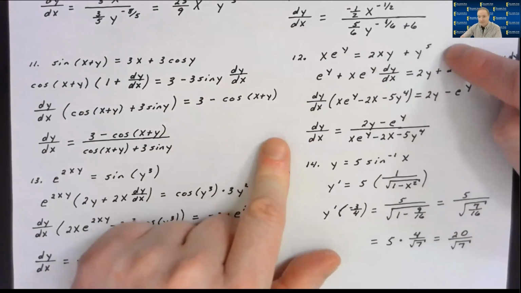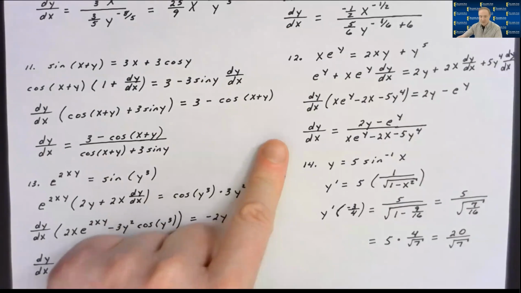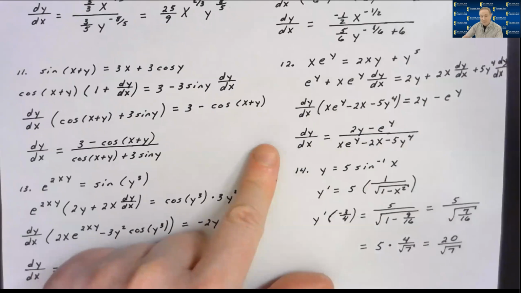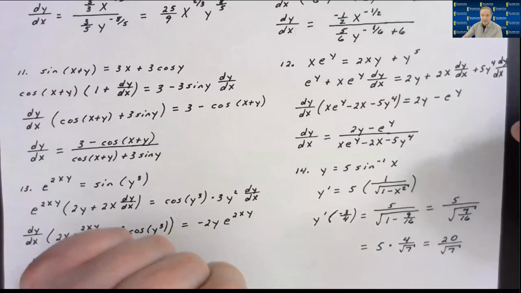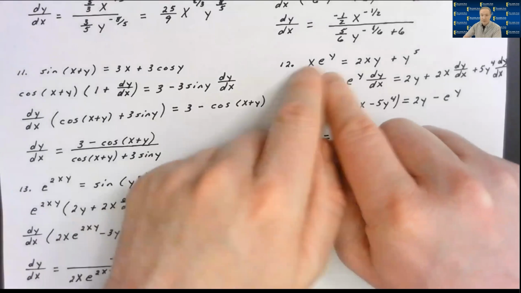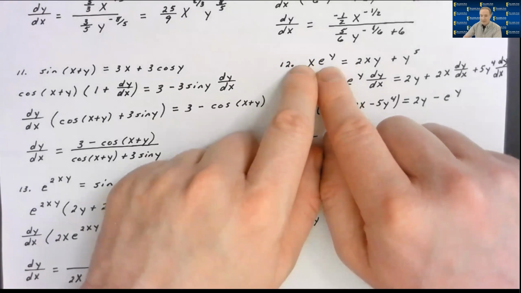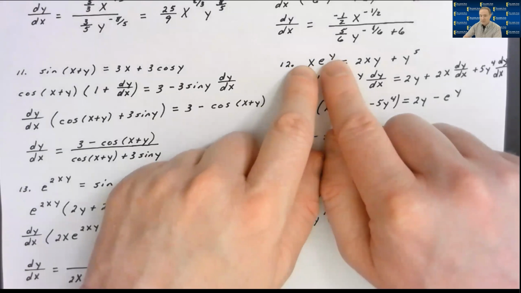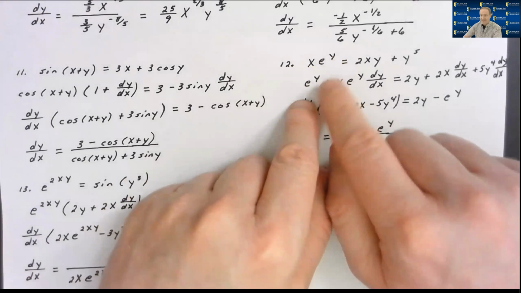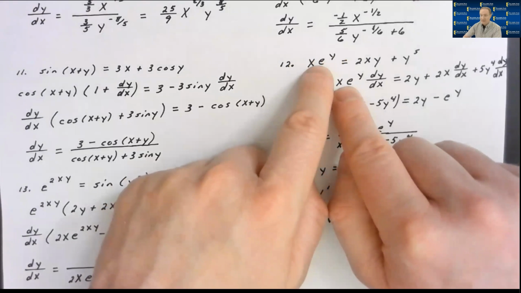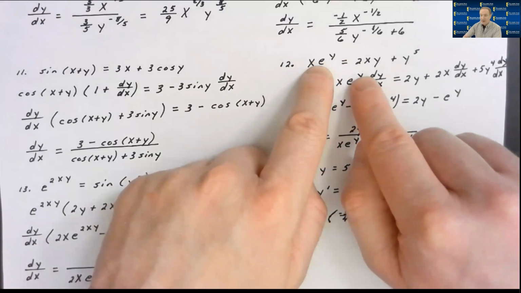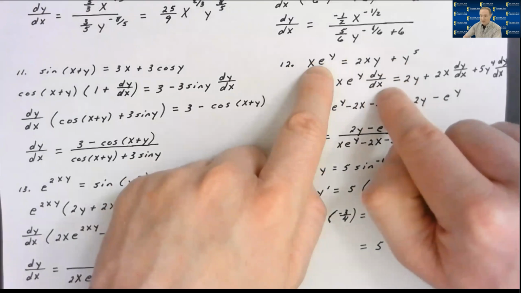For number 12 here, throwing some exponentials in there. But remember, exponentials are easy to integrate. Sorry, to differentiate. Well, they're easy to integrate too, but they're easy to differentiate. We just say the derivative of any exponential function is that exponential function times the derivative of its exponent. So when I look at this one, I can say, all right, the left-hand side, it's the differentiable function x times the differentiable function e to the y. So I'm thinking product rule. Derivative of the first, 1, times the second, plus the first, x, now times the derivative of the second. Well, derivative of e to the y is e to the y times the derivative of its exponent, dy/dx.